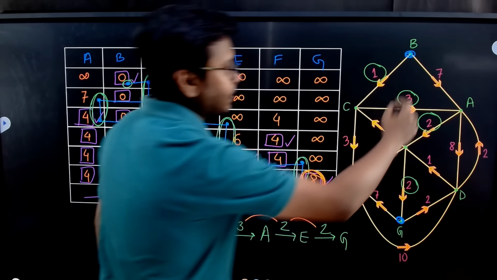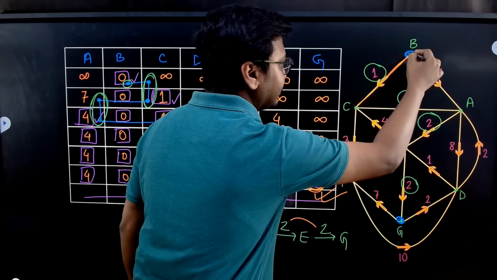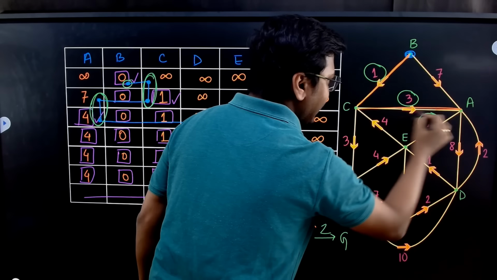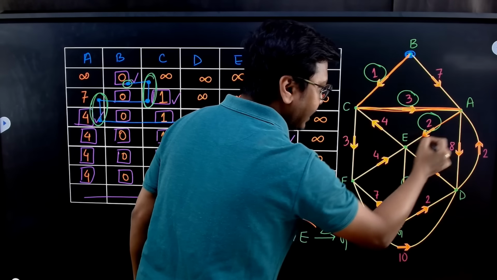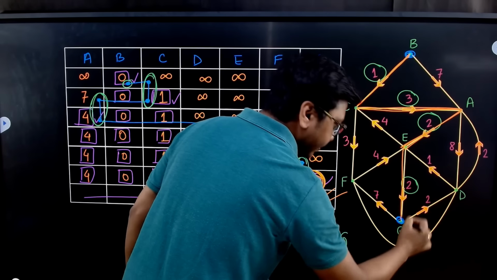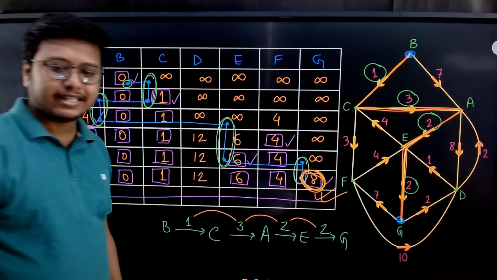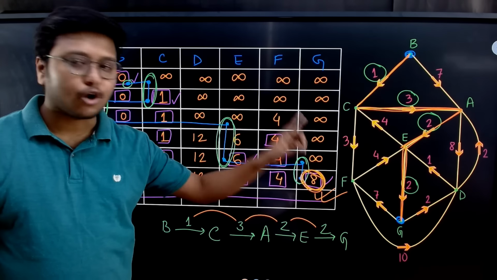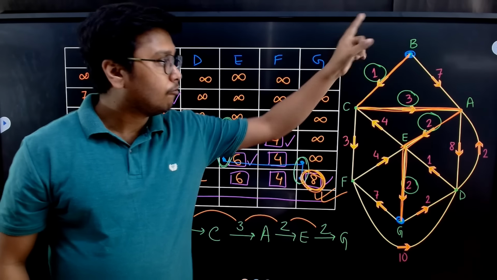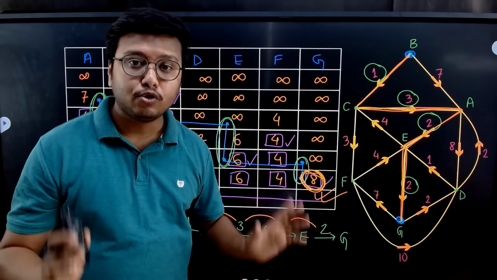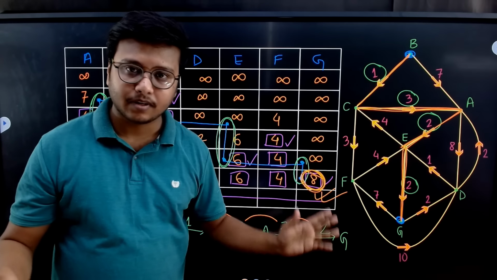So we have gone from B to C along the arrow, from C to A along the arrow, from A to E along the arrow, and finally from E to G. So that has been our shortest path in this graph from B to G using Dijkstra's algorithm, right?